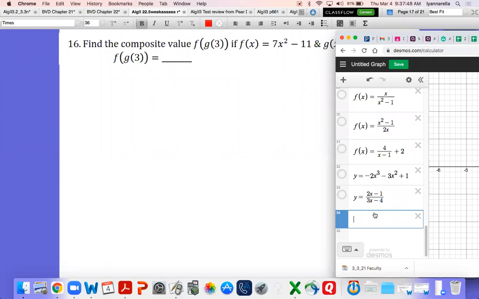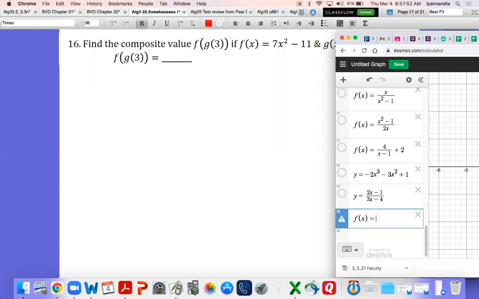How come I'm not typing? Oh, because I'm typing it to Alicia. Sorry, Alicia. That last chat was meant to be a Desmos.